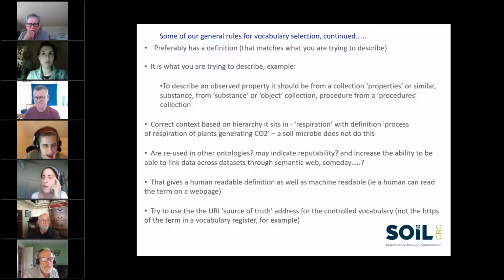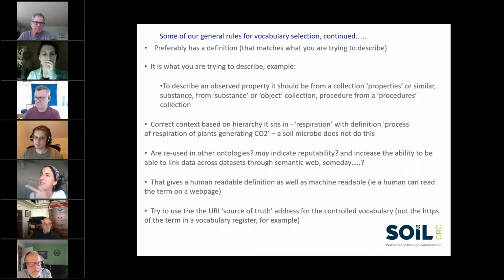And so we've got some general rules. Preferably it has a definition, and the definition describes what you want it to, or how you're applying it, so it is actually describing what you are trying to describe. So if you want an observed property, that should come from a collection that says something like properties; a substance should be from a collection of substances or objects or something like that.